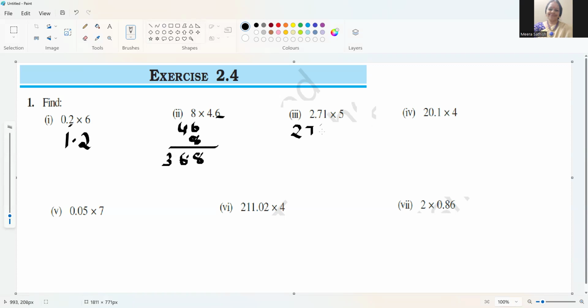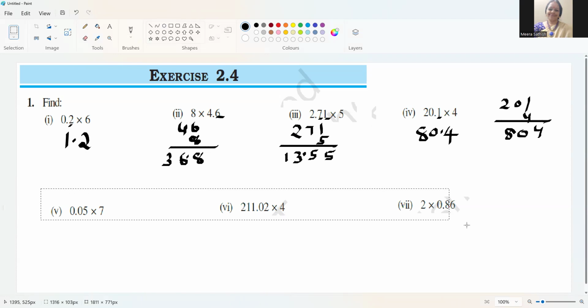Now 2.71 into 5. So multiply 271 into 5, 1355. Here we have two decimal places. So in the answer we should have two decimal places. So 13.55. Now 201 into 4, 804. And where will the decimal come? Here only one decimal place. So 80.4.